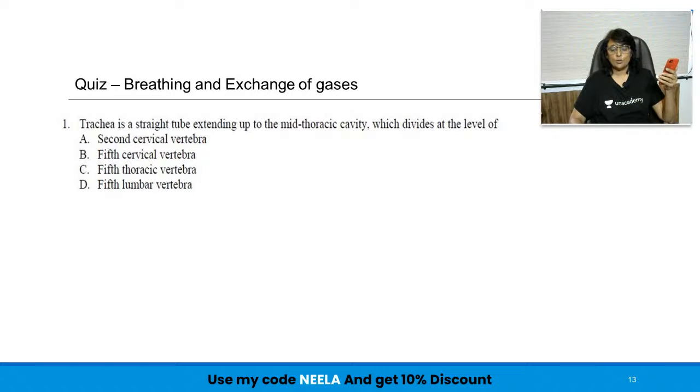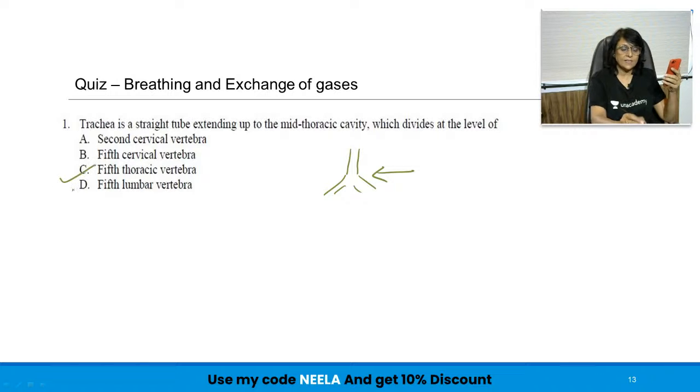Trachea is a straight tube extending up to the mid-thoracic cavity which divides at the level of. Is the question clear? If this is trachea, it goes through the neck, chest cavity and then divides. So what is this level where it divides? Zara says 1C, Anju says B, Reena says C. Darshini also says C, Kavipriya says C.